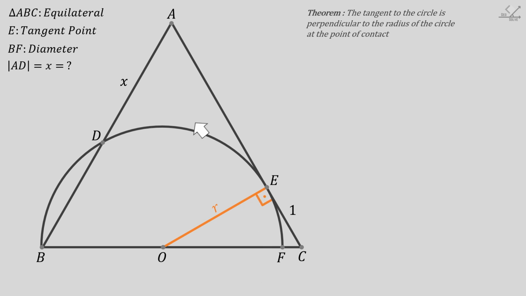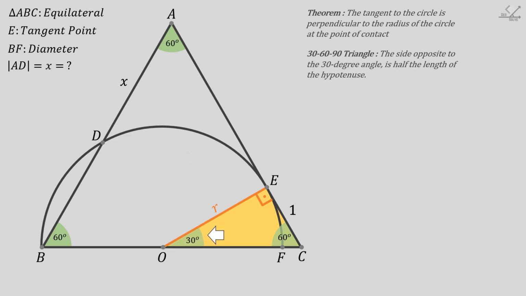We are given in the question that triangle ABC is equilateral. So, all internal angles must be 60 degrees. After that, let's focus on this triangle. We can see that this is a 30, 60, 90 degree triangle.